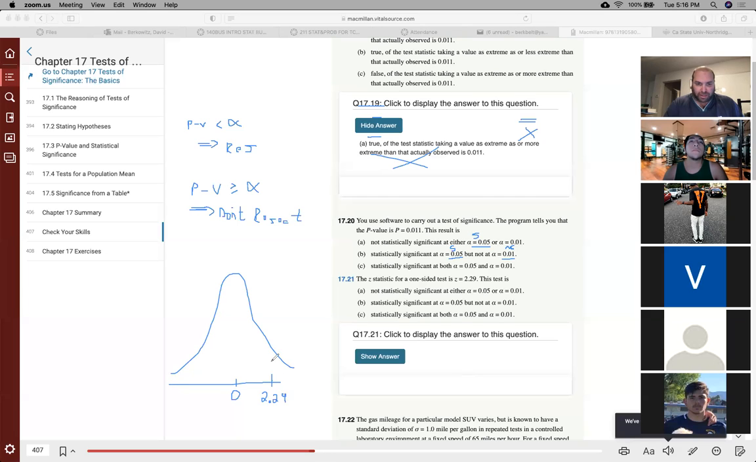2.29. And the p-value is the probability of being past 2.29, more extreme than what we got. How do I know it's only one side, not the other? Because it said it's a one-sided test, not a two-sided test. So we just need the p-value here. So what's the probability of being past 2.29?